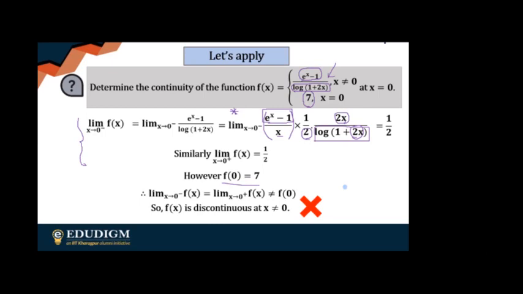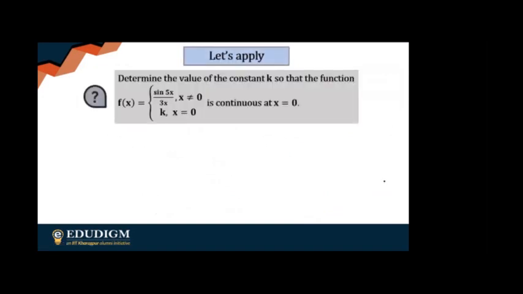So just go ahead and practice more sums on limits so that you don't have any problems regarding the limiting value. All right. So let's see another sum then. If you still have any problems, please let me know.